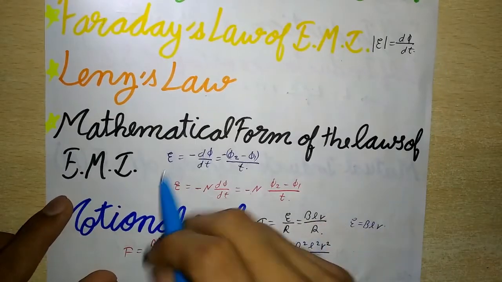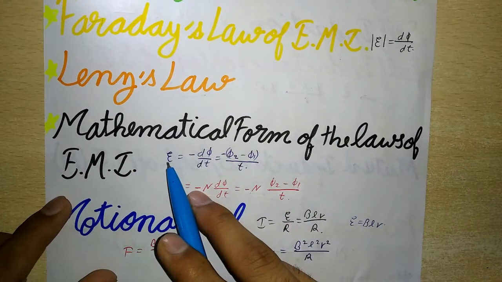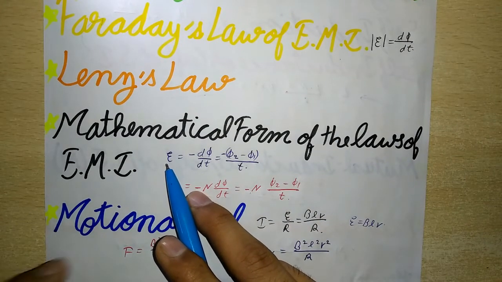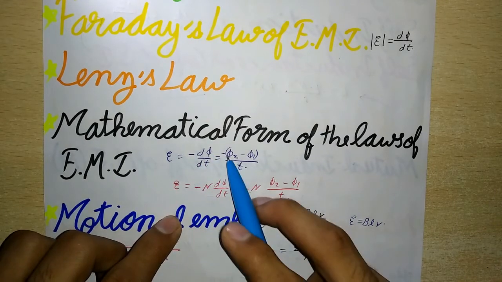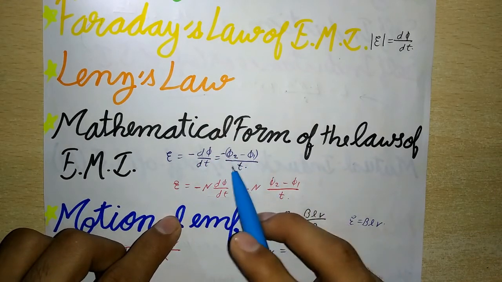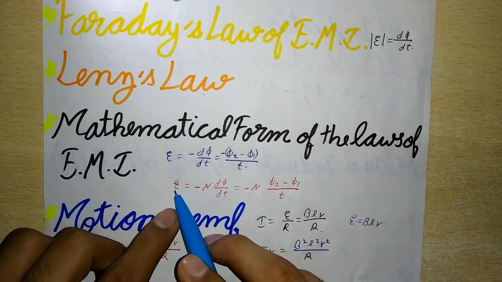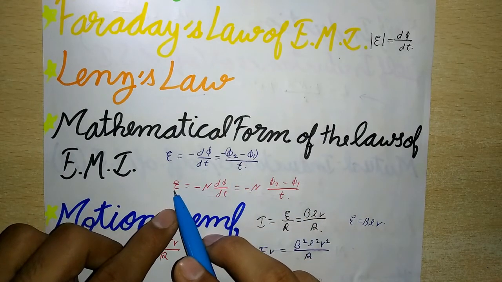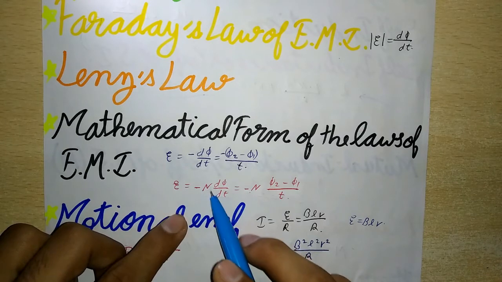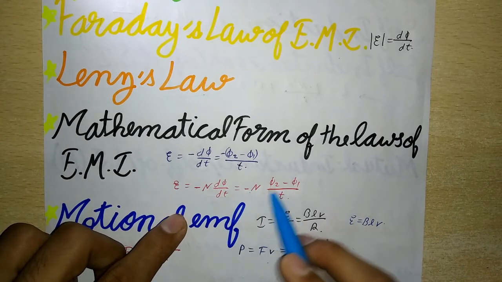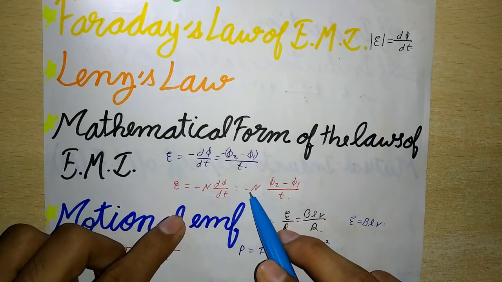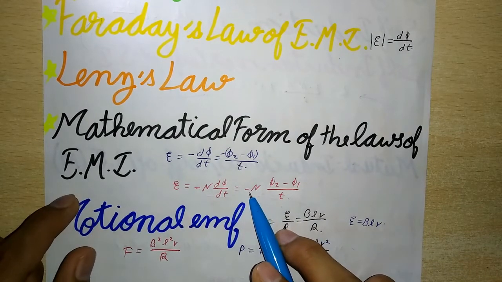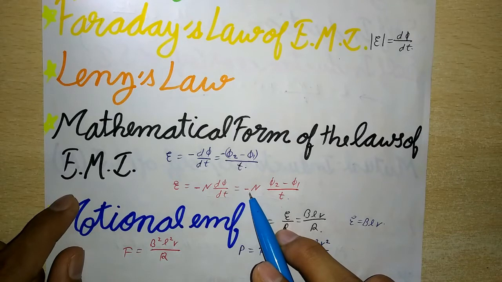Now next is the mathematical form of the laws of EMI. For a coil of 1 turn, induced EMF is given as E is equal to minus d phi upon dt, which is equal to minus phi 2 minus phi 1 upon t. And for a coil of capital N turns, E is equal to minus N d phi upon dt, which is equal to minus N phi 2 minus phi 1 upon t. The negative sign shows that induced EMF opposes the change in flux. It is in accordance with Lenz's law.